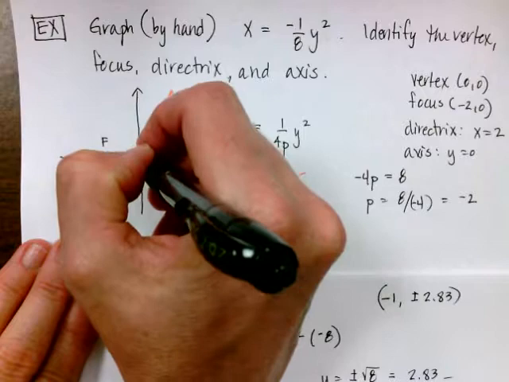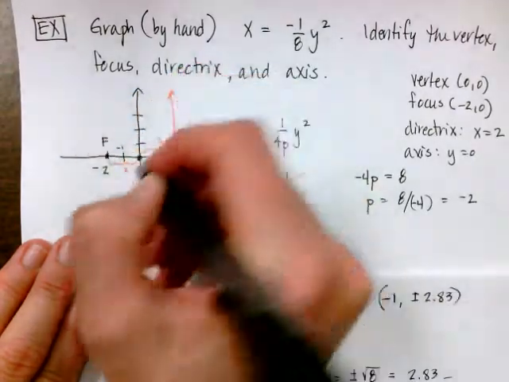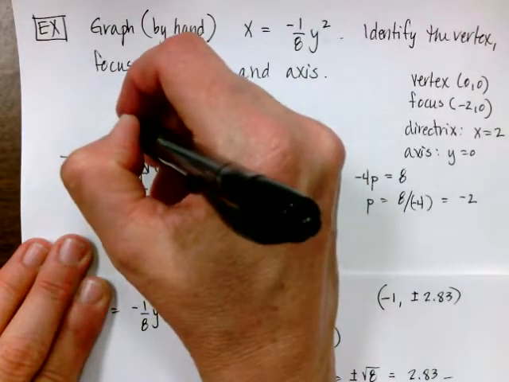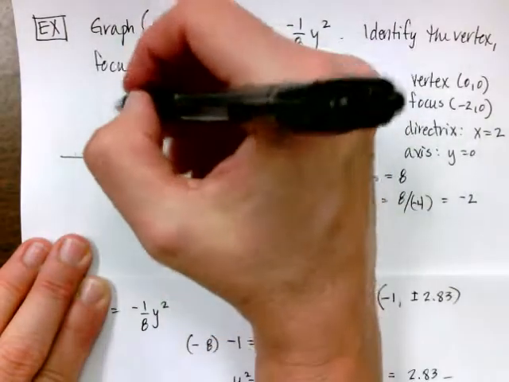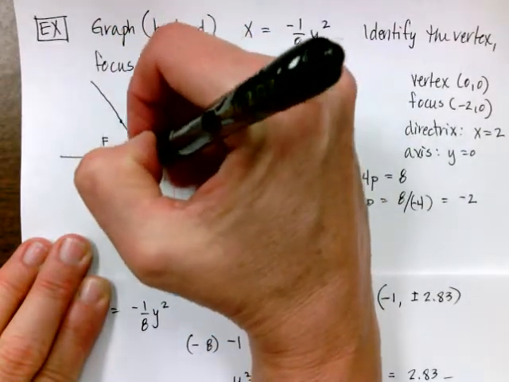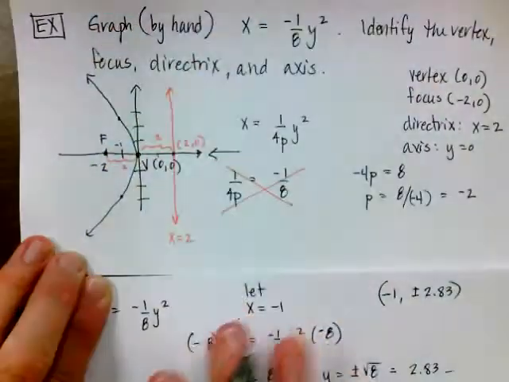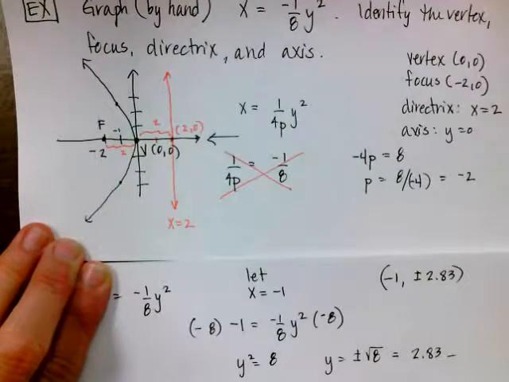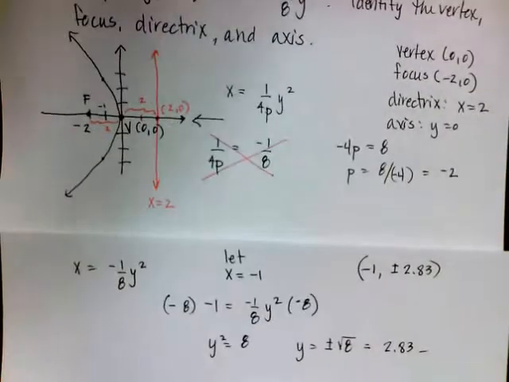So if this is my negative 1, and then I'm going to go up 1, 2, it's almost a 3, and then 1, 2, almost a 3. So negative 1, almost 3, and negative 1, almost negative 3, and there is my semi-beautiful parabola, graphed by hand, showing all work. All right, so that takes care of that one. So let's do another example.